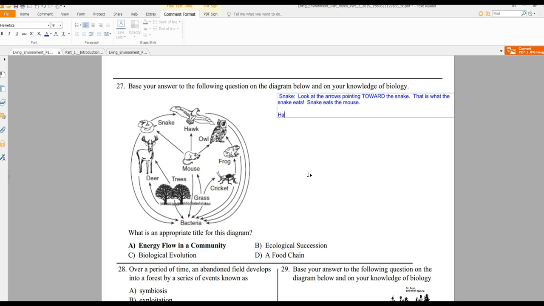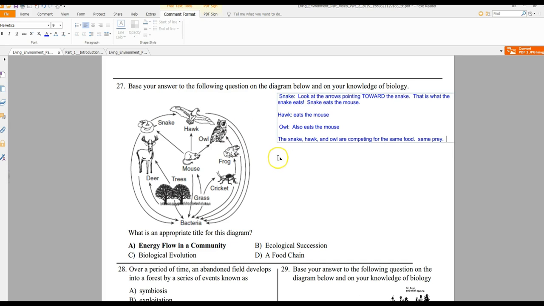Let's do the next organism, a hawk. Look at the arrows pointing to it. It has one arrow pointing to it. The hawk also eats the mouse. Next animal, owl. One arrow pointing to it. The owl also eats the mouse. What's happening here? The snake, hawk, and owl are competing for the same food, same prey.